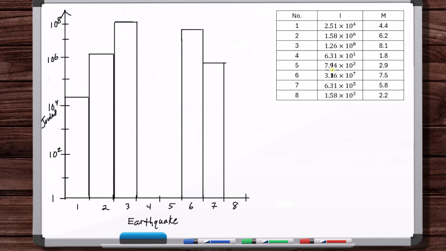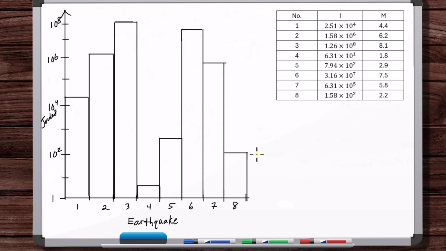Okay, 7.94 times 10 to the 2nd, earthquake 5. Like that. And then 1.58 times 10 to the 2nd is just right past 10 to the 2nd. Or wait, no, that was earthquake 8. And then 6.31 times 10 to the 1st, so 63.1. Okay, and there you go. See, problem solved. So again, that's the main reason you use a logarithmic scale, what I just illustrated.